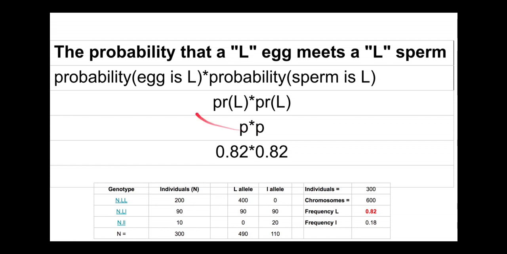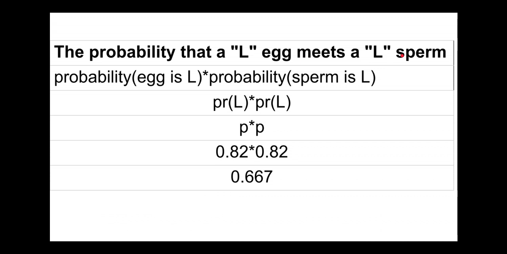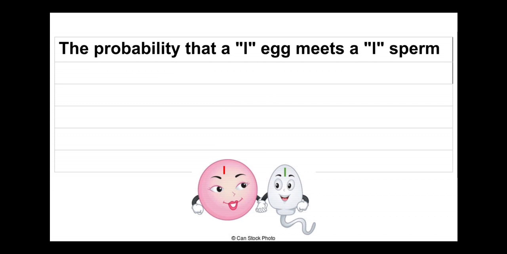A probability of a big L egg or its frequency times the probability of a big L sperm or its frequency. That's going to equal 0.667. So 0.667, that's the probability of a homozygous dominant pairing occurring.